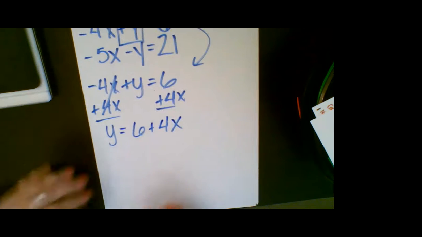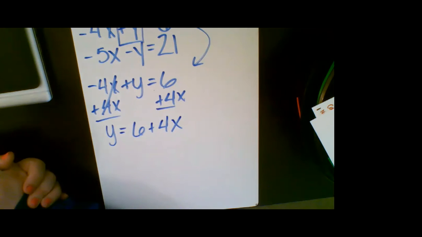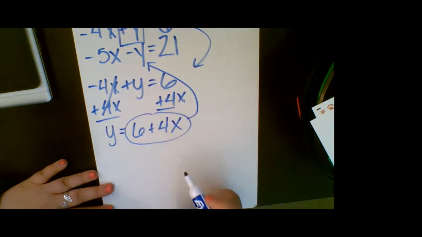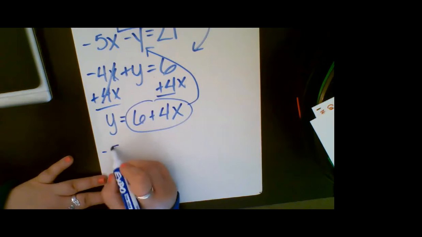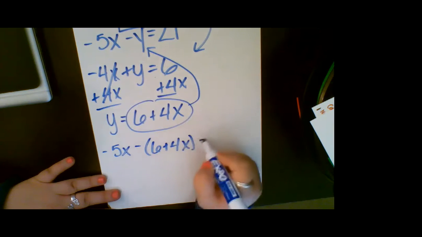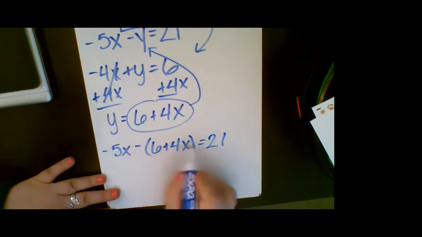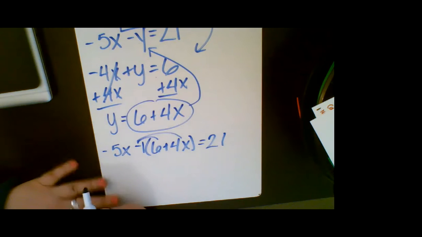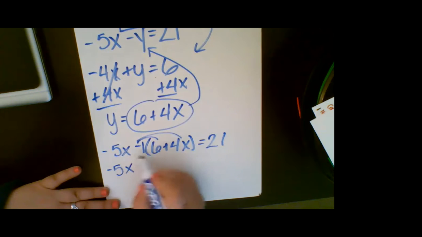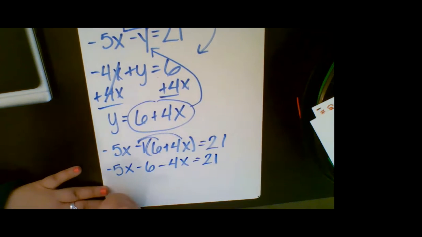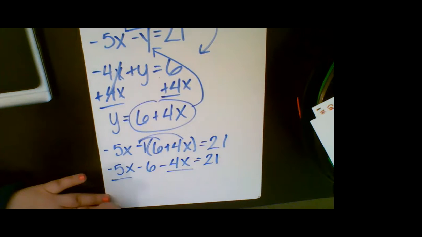Okay, so now I have y by itself, right? So I could do what I've done before and plug this guy in for y. All right. So I have -5x minus 6 plus 4x equals 21. Notice I always plug in with parentheses, right? I'm going to distribute in this invisible 1. So -5x minus 6 minus 4x equals 21. Combine like terms.